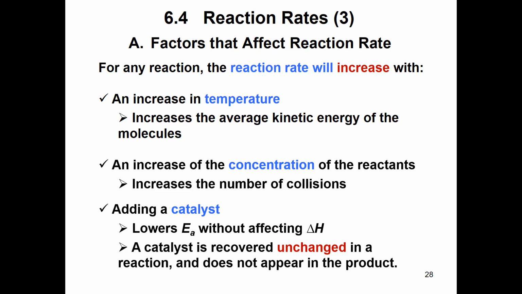Adding a catalyst is also increasing the rate of reaction, because it lowers the energy of activation without affecting the energy of the reaction, the delta H. So it lowers the energy of activation, and that's how they work. A catalyst is recovered unchanged in a reaction. It does not appear in the reactant side or in the product side. It's typically written above the arrow of the chemical equation.